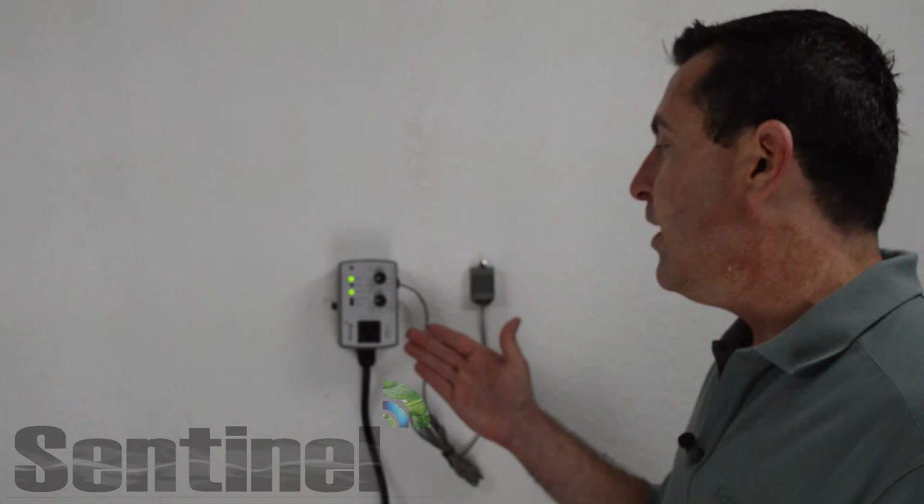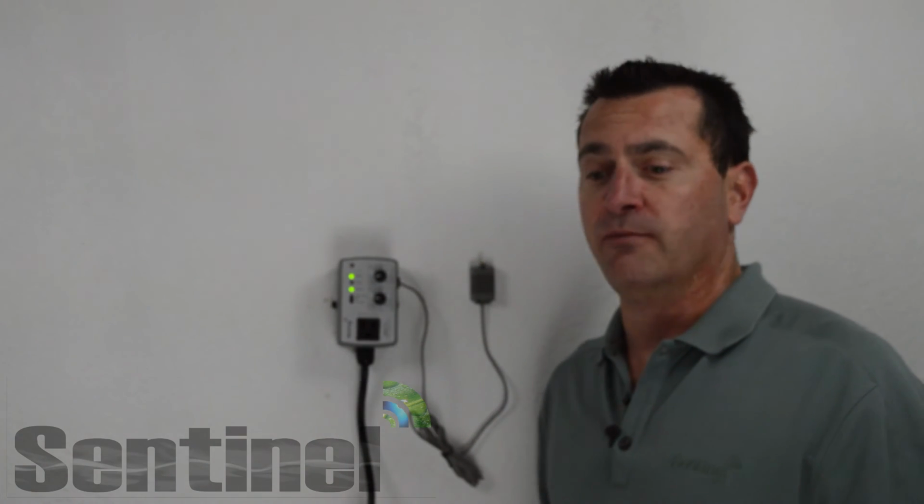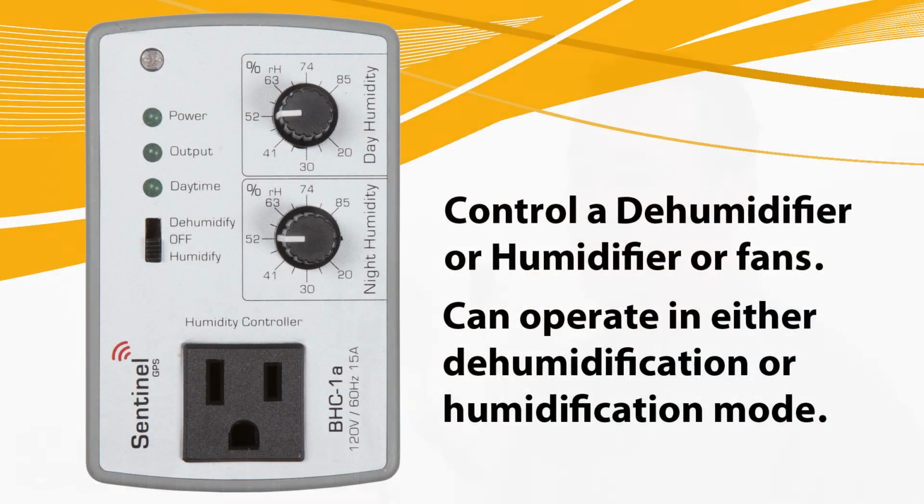In today's edition, we'll be going over the Sentinel BHC-1a basic humidity controller. For demonstration purposes, we're using the premium wall mount edition. The BHC-1a basic humidity controller is designed to control dehumidifiers, humidifiers, misters, fans, and other ventilation equipment in gardens, greenhouses, grow rooms, and other types of environments.